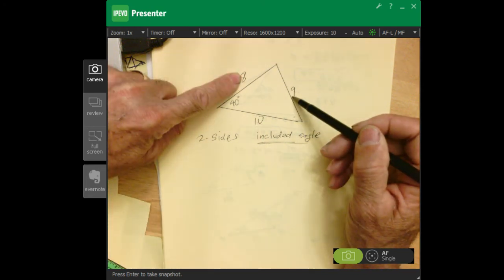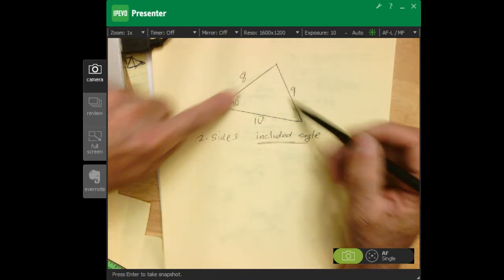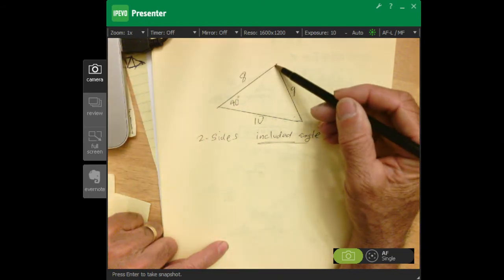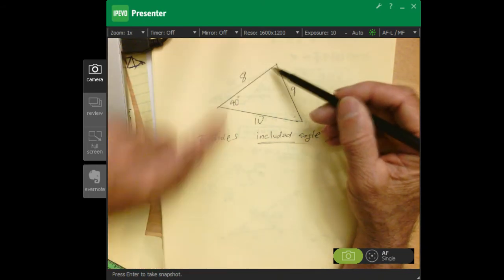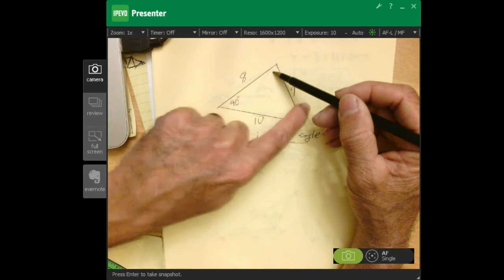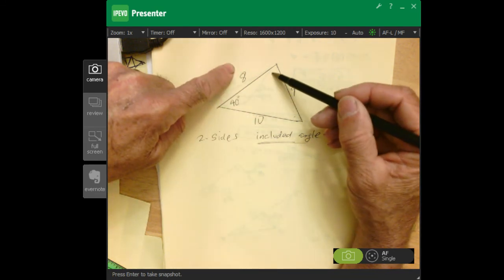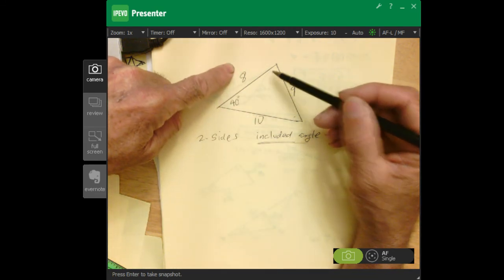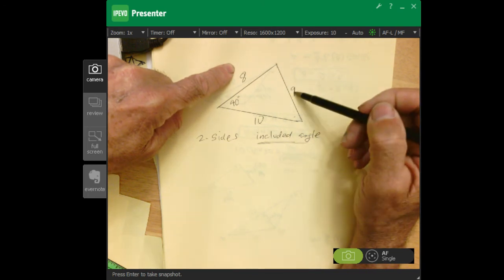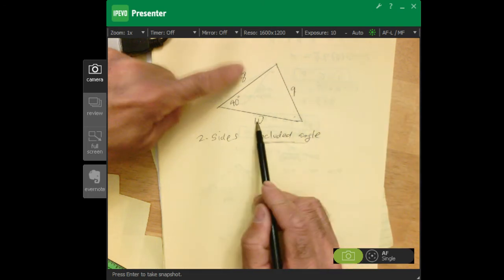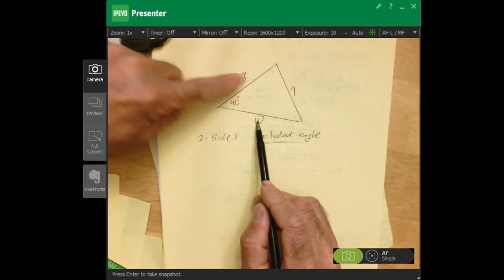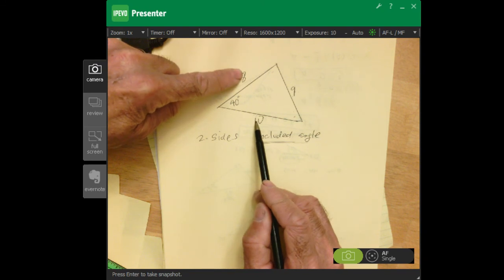If we look at 8 and 9, that's these two sides. Where they come together, that's the included angle. So this would be the included angle for these two sides. And since we don't have this number, we don't have this angle, we can't use these two together. So the last combination would be these two sides here, 8 and 10.